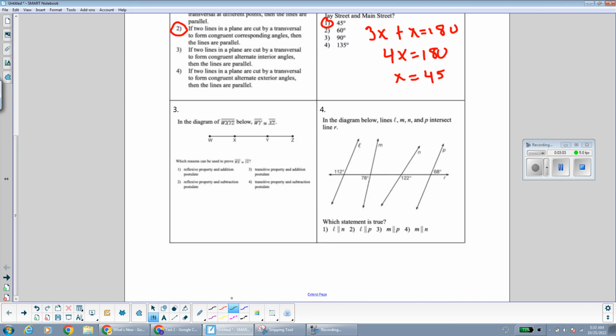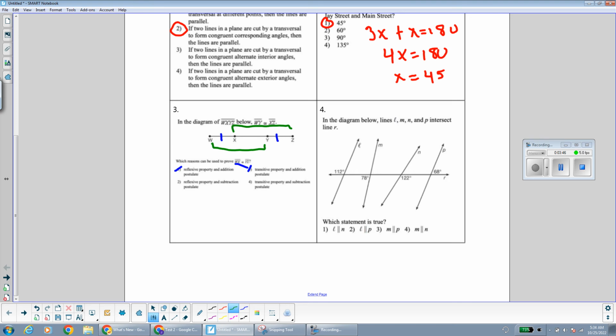In question number 3, we are told that WY is congruent to XZ. We need to show that WX and YZ are congruent. Well, WX is smaller than our given information WY, and YZ is smaller than our given information XZ. So since I'm going from bigger information to smaller information, I've already narrowed down that I'm going to be using the subtraction postulate. So I'm going to cross out 1 and 3.